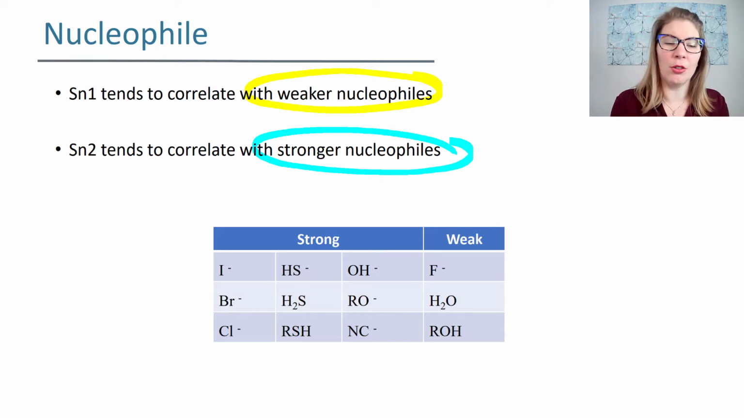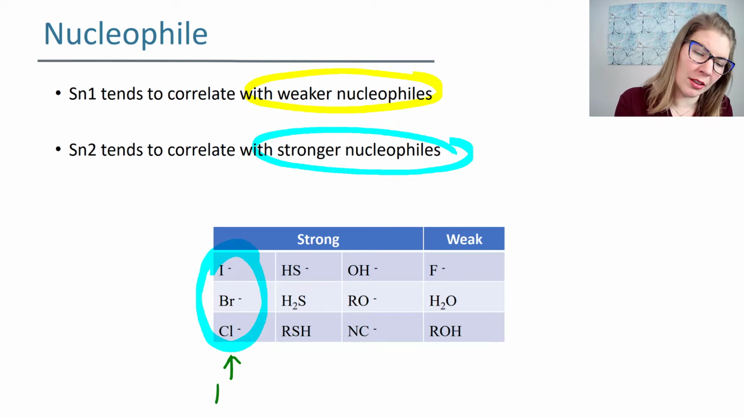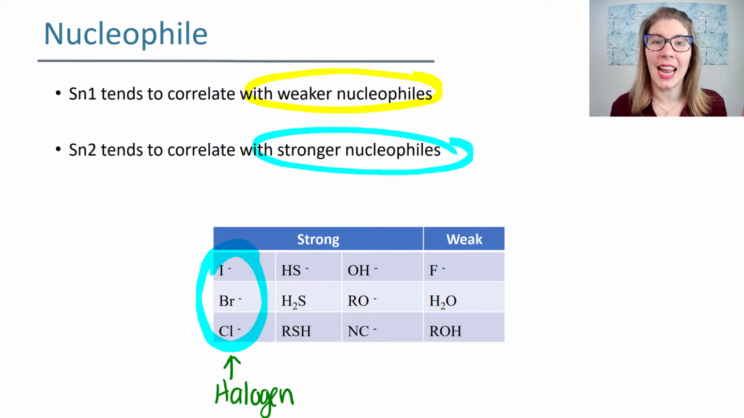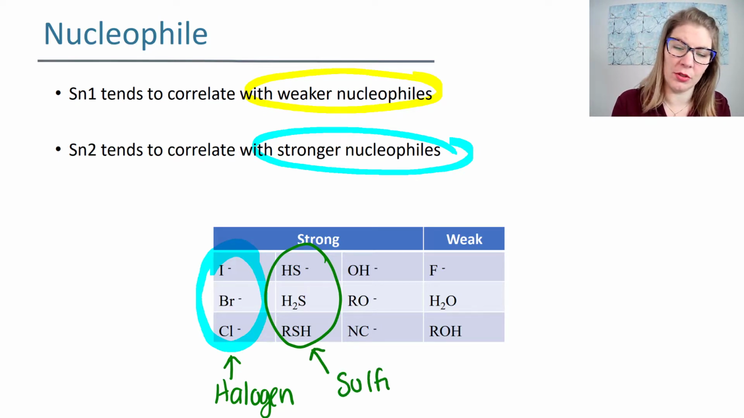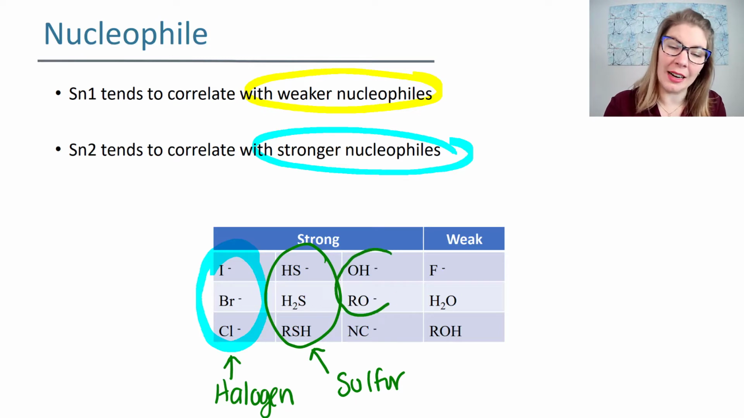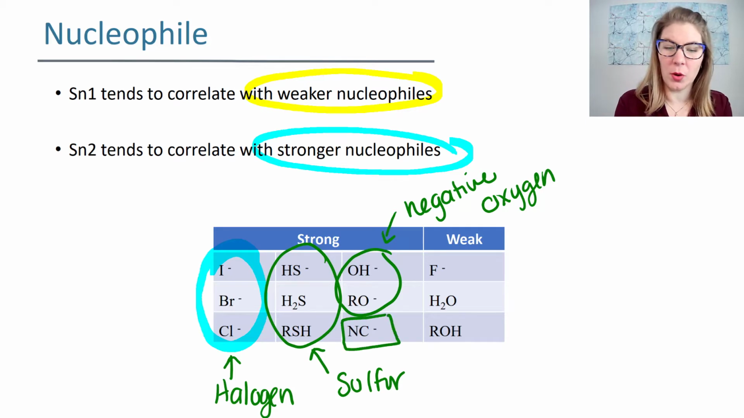When we're considering our strong nucleophiles, see how we have the halogen family right here with the exception of fluorine, because fluorine is weird. So here we have the halogens without fluorine. Then anything that has a sulfur in it is going to be a strong nucleophile. So these are sulfur compounds. Negative oxygens, and then this NC minus, I'm just going to redraw this one down here. So you see N triple bond C.